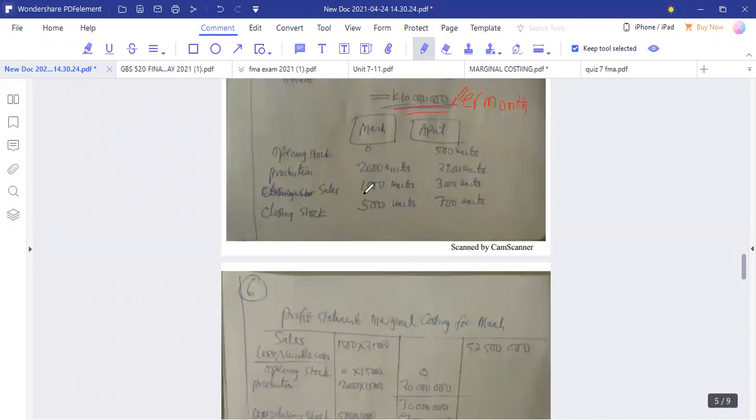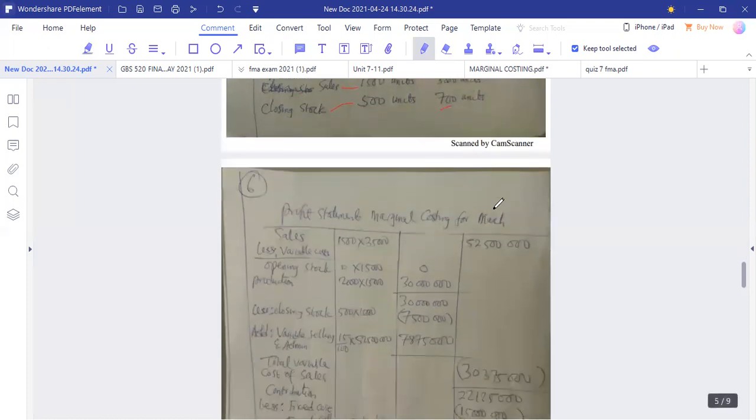So now we can get to opening stock. For March, opening stock was not there. Production was 2,000, sales were 1,500, so closing stock is 500, which is the opening stock for April. Then plus the production, so we can add these two, then minus the sales of 3,000, then we are getting the closing stock of 7,000. All right. Now let us get into the profit statement, marginal costing for March.